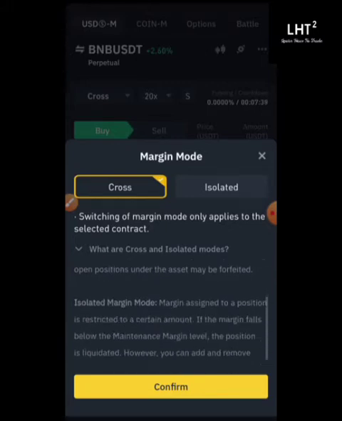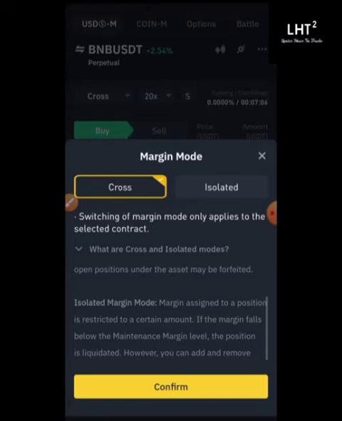But in the case of isolated, here they said isolated margin mode: margin assigned to a position is restricted to a certain amount. If the margin falls below the maintenance margin level, the position is liquidated. However, you can add and remove. Now the whole grammar here is just saying one thing. When you use isolated margin mode, in the first example I used, you fund your futures wallet with $50, and then you use $20 to enter your trade.